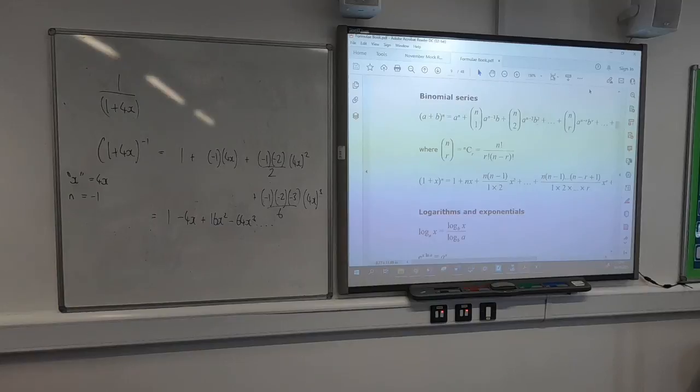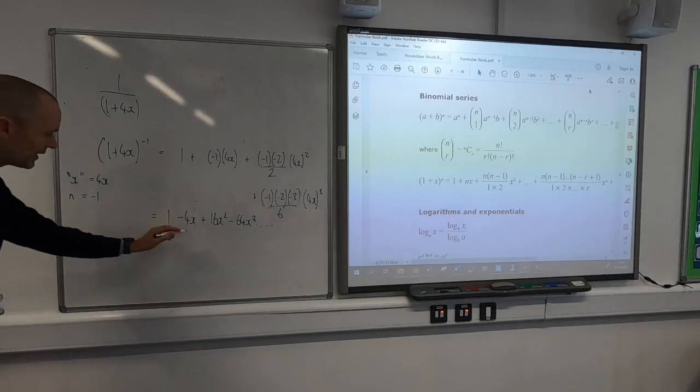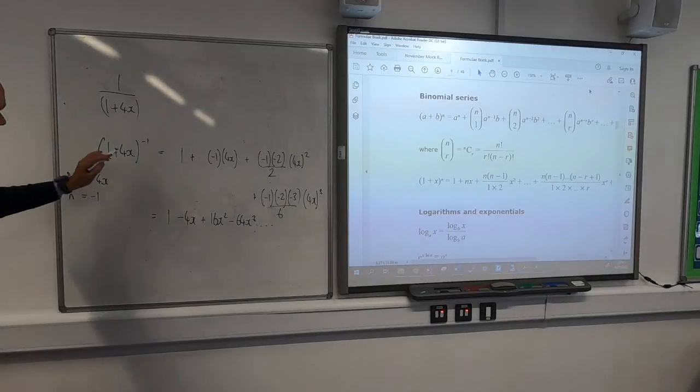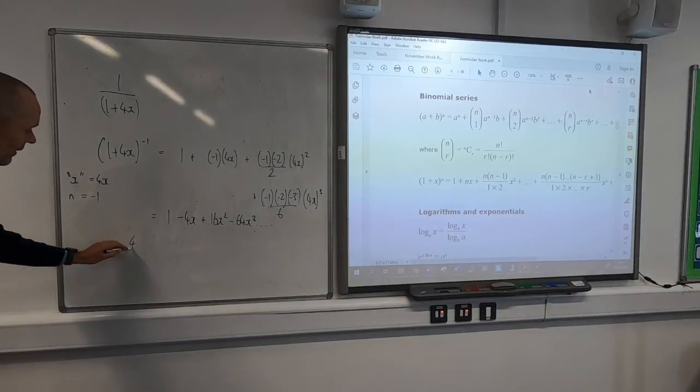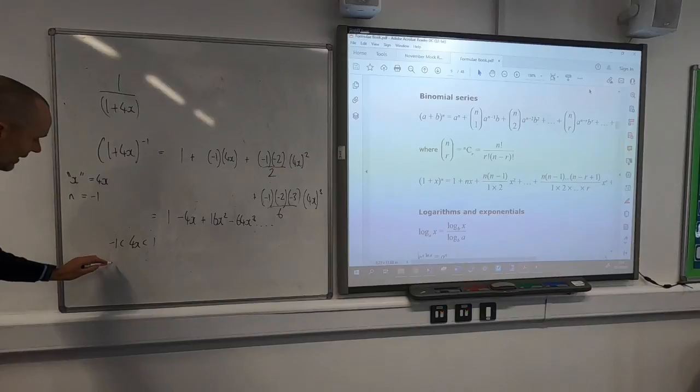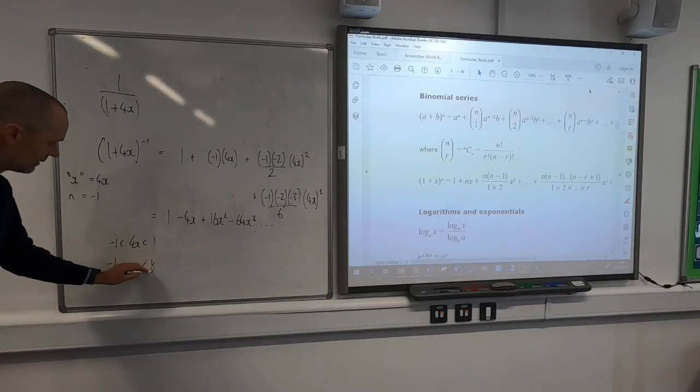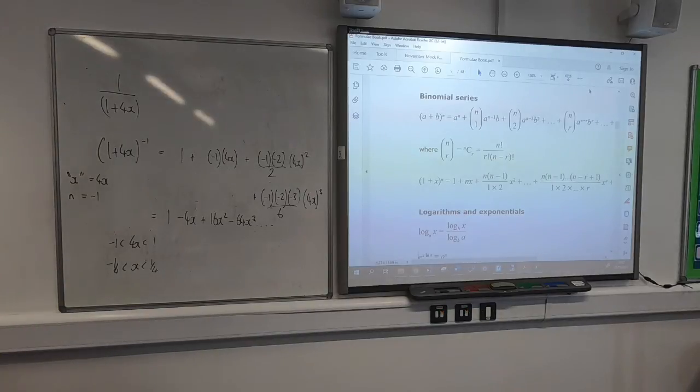And in terms of validity, this is only roughly the same as this if 4x is between minus 1 and 1. So that means that x would have to be between a quarter and minus a quarter.